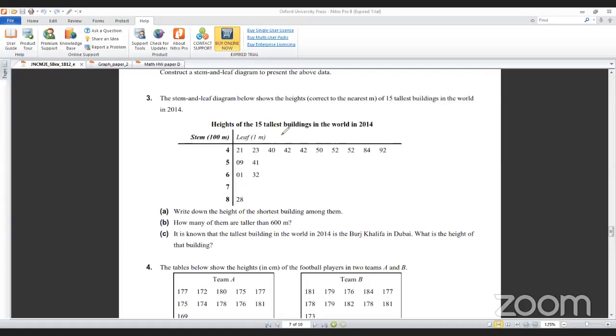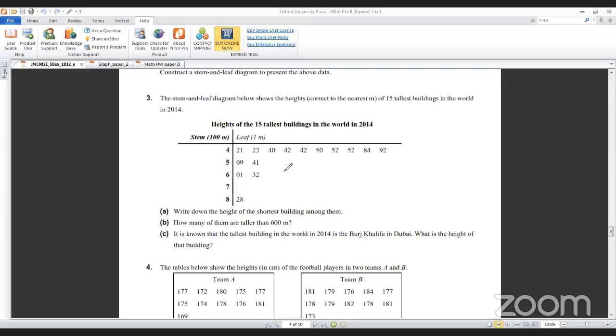Okay, right. And for those who have handed in this classwork, I have checked the answer. For number 3, you just need to read the diagram and then look for the information.